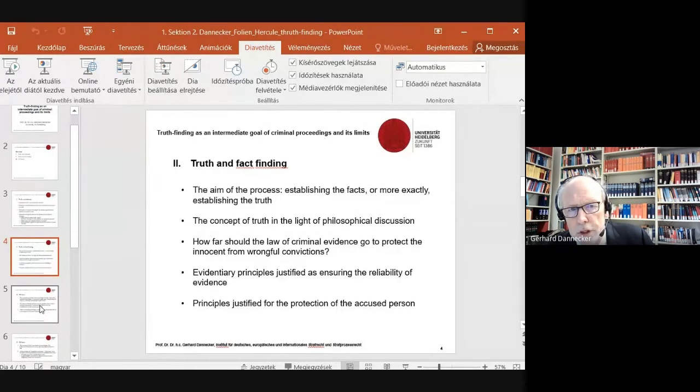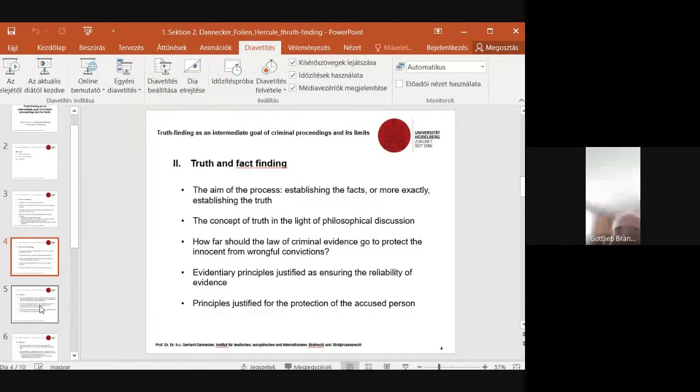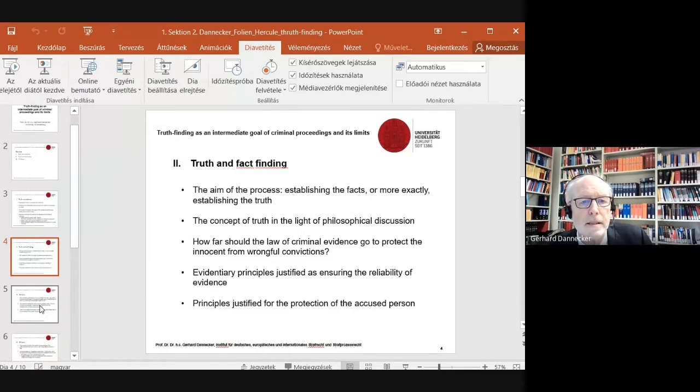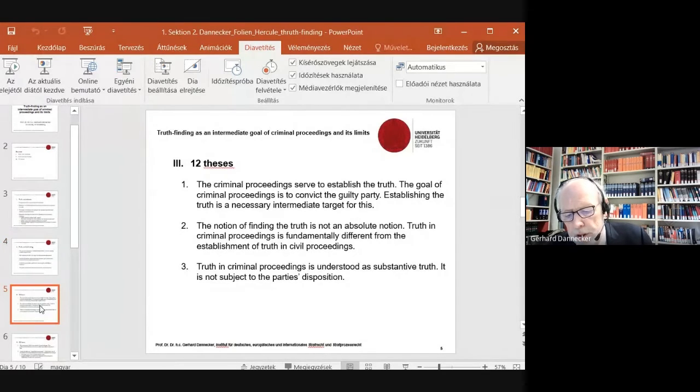Now we have very short time, therefore I want to present 12 theses. First thesis: the criminal proceedings serve to establish the truth. On the basis of the truth found at trial, the court decides on the crime and determines the punishment. The goal of criminal proceedings is to convict the guilty party. Establishing the truth is a necessary intermediate target for this.